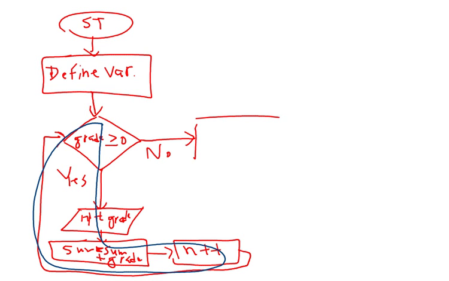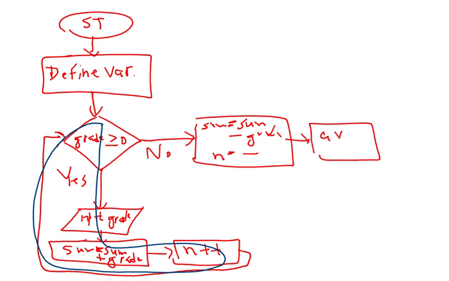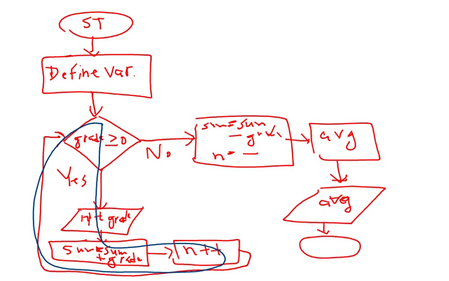Then remember, we took out the last negative value, sum equals sum minus grade, and we did an n minus minus, right? Then you calculate the average, then you output the average, and then that was the end of the program.